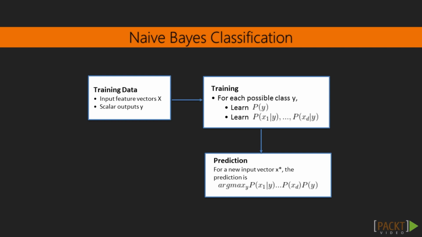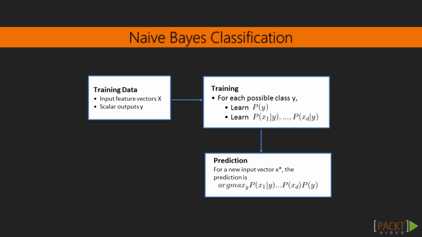The following flowchart illustrates the naive Bayes classification algorithm. At training time, the prior probabilities p(y) for each possible class are learned from the training data. Also, for each possible class, the probabilities of each element of the feature vector are learned from the training data. Once this is done, prediction simply amounts to selecting the class that has the highest posterior probability, which is computed using Bayes' rule, which is a function of the probabilities that were learned at training time.